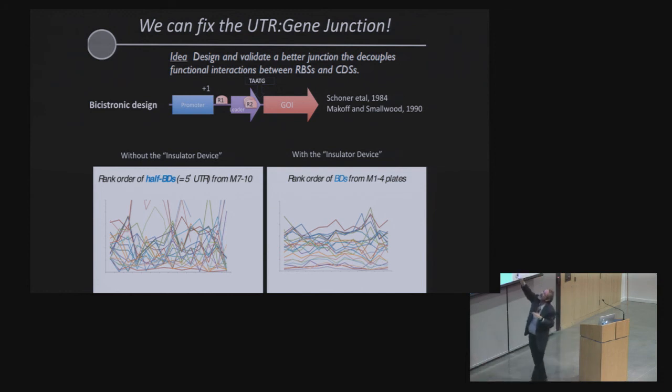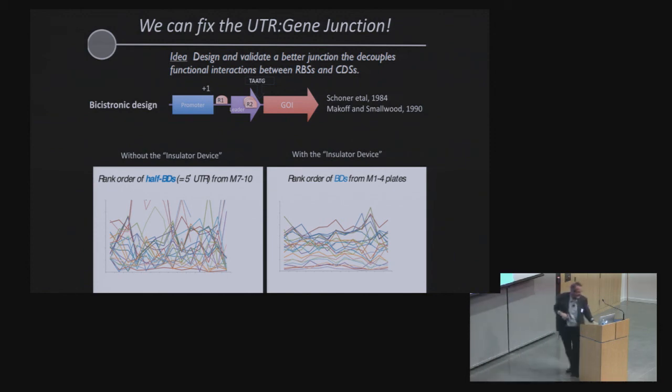So if I take all those ribosome binding sites that I showed you last time, in each one of these plots each line is a different RBS over a number of different genes. You see they're very noisy, so they don't maintain their strength. When I do that, I start getting much flatter lines.